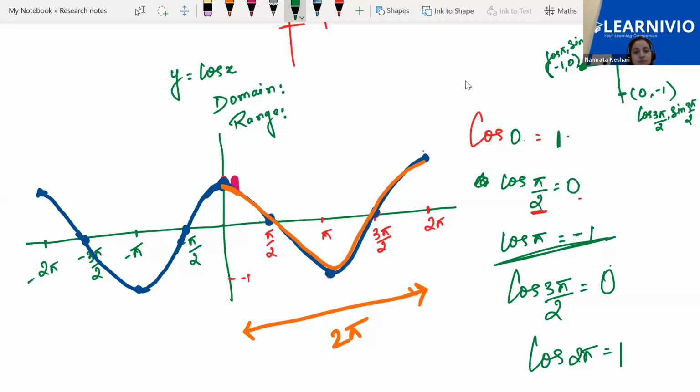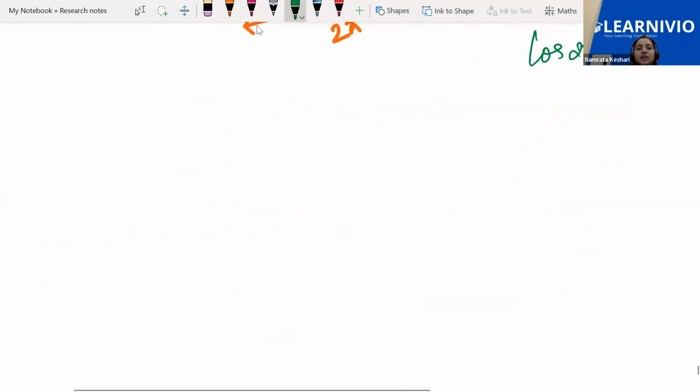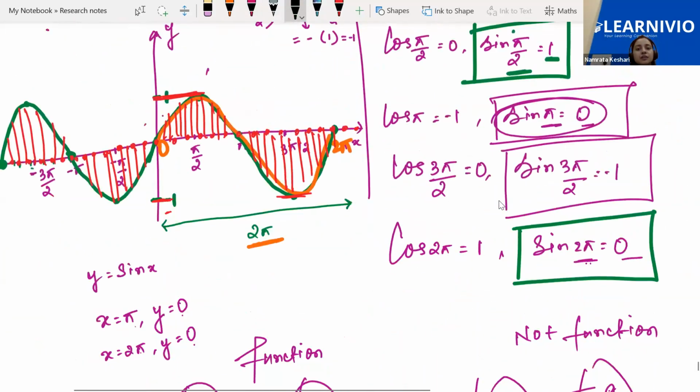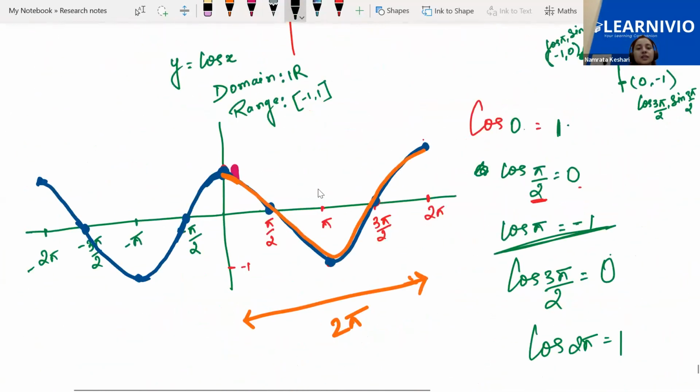R, all real numbers, perfect. And what is the range over here? Negative 1 to 1. Because at first we write the negative number, then we write the positive number, right? So we are done with the graph, domain and range. It is crystal clear to both of you, right? Then only I'll proceed. Clear so far, everything, Ali and Alina?